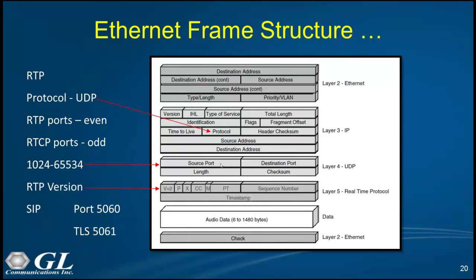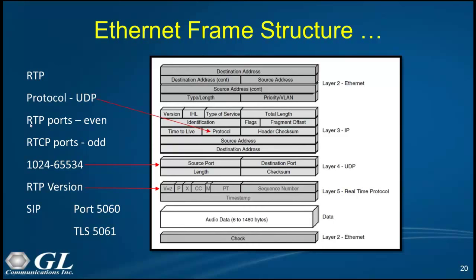And then the RTP is carried within that SIP signaling. There will be the Session Description Protocol that assigns the RTP ports, and a particular RTP port pair will be for a particular conversation. So you would then use that, and the RTP ports are generally even. You want to continue with that explanation, John?